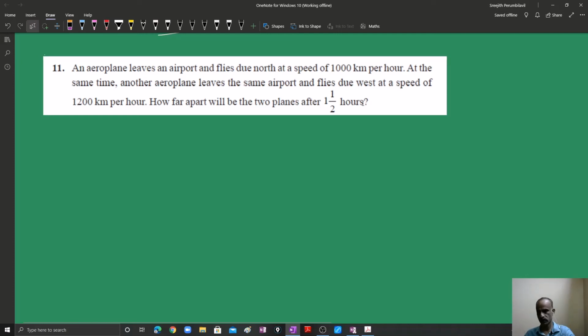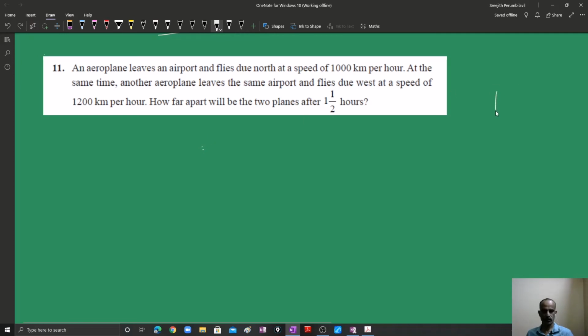So one is going north, another west. Oh, now there's a problem. Where's the north and west and all? We'll see. It flies due west at the speed of 1200 km per hour. How far apart will the two planes be after 1.5 hours? You draw and compare. Three people will be drawing in four different ways, right?